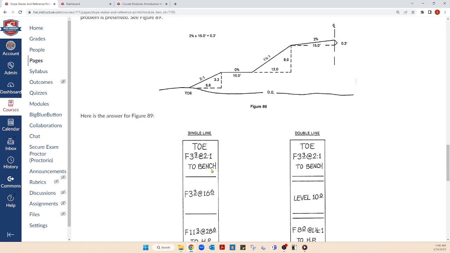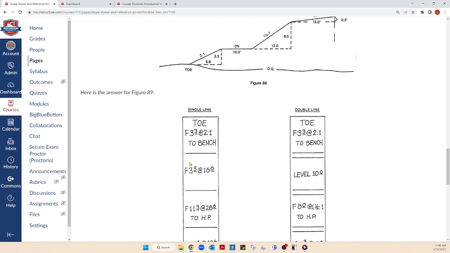Let's do it at the same time, like we've been doing. Let's look at the toe at the double line stake. Fill 3.3 at 2 to 1 to the bench. That's the beginning of the bench. It's also a hinge point. You see this right here, you know it's supposed to be level. So here it says fill 3.3 at 2 to 1 to bench. That took us here. Same thing here, took us here.